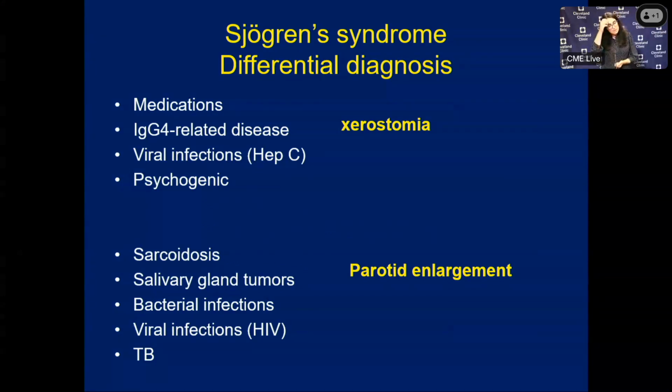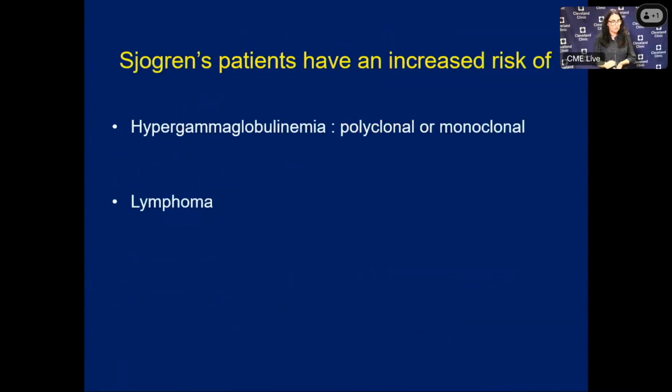I want to add to the second list also IgG4-related disease, which is actually a disease that can very frequently lead to bilateral parotid enlargement. Sjogren's patients have an increased risk of hypergammaglobulinemia. It can be a polyclonal or a monoclonal gammopathy, and these patients are also at a higher risk and have a higher frequency of lymphoma. So those are the things that have to be entertained when evaluating a patient with, for example, lymphadenopathy.